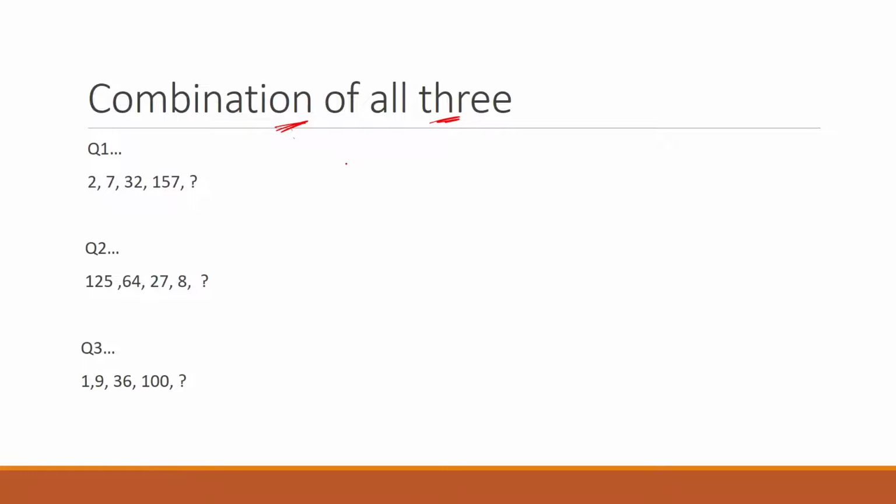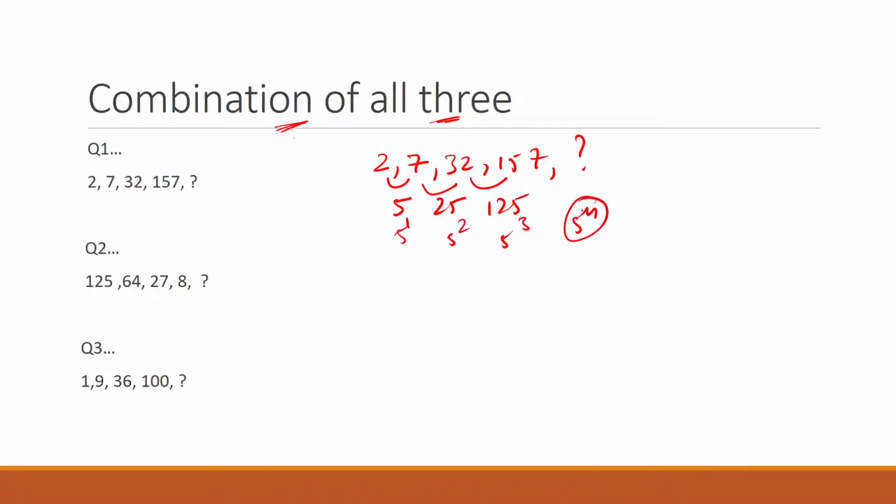The natural algorithm that you can use is to always find the difference first and then figure out the combination of all three that you have used earlier. So 2, 7, 32, 157. This is the first question that we are doing, and you find the next term. 2 and 7, the difference would be 5, and this is 25, and this is 125. So the differences run like 5 power 1, 5 square, 5 cube, and now 5 power 4.